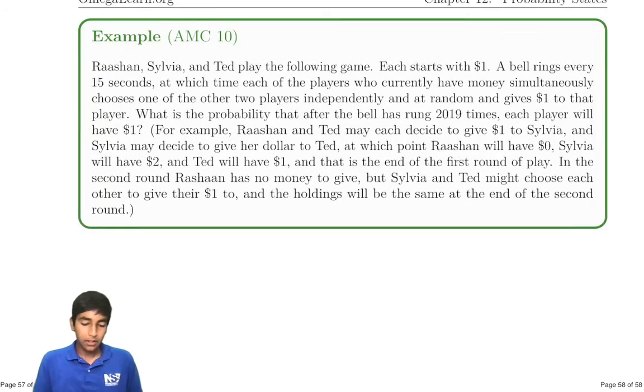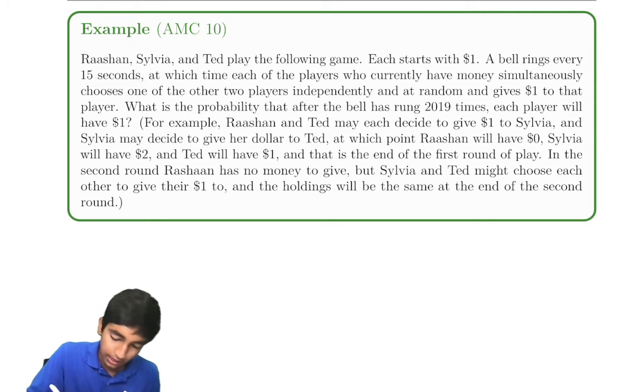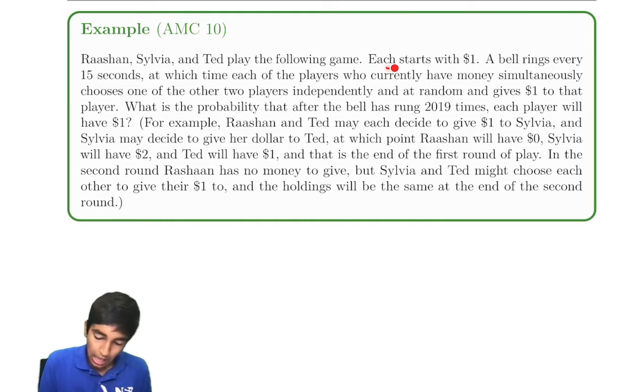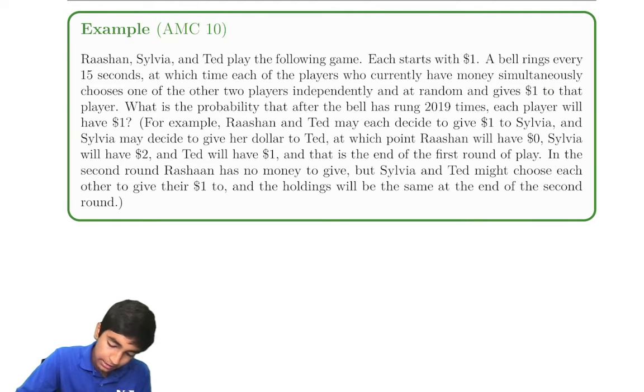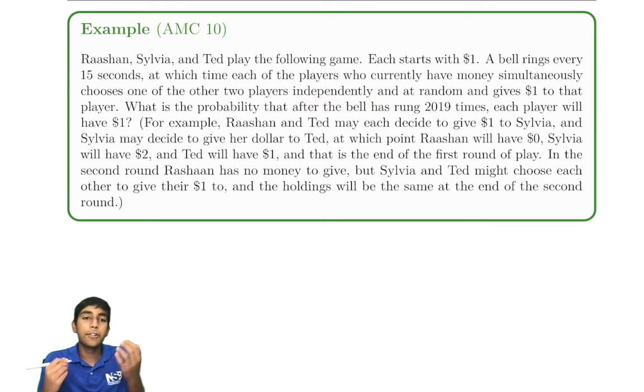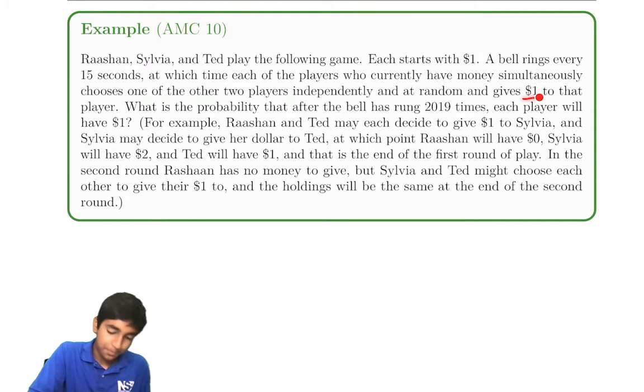Okay, finally, we have Rashawn, Sylvia, and Ted playing a game. Each of them starts with $1, and a bell rings every 15 seconds. So they all start with $1. A bell rings after 15 seconds, at which time each of the players who currently have money simultaneously chooses one of the other 2 players independently, and at random. So they're not discussing or planning. It's just random. And they give $1 to that player.